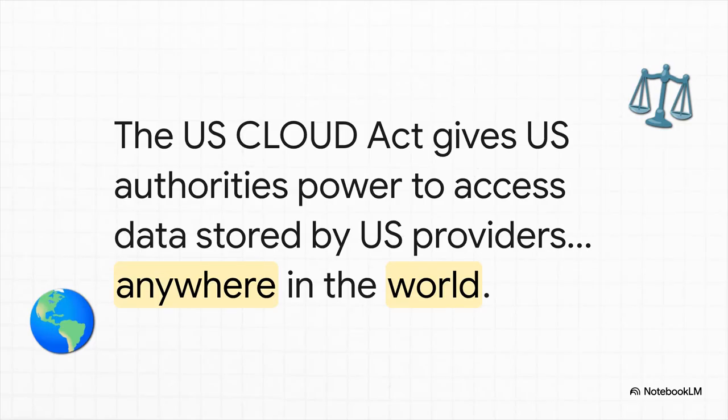And this brings us to the elephant in the room: the US Cloud Act. This piece of legislation gives U.S. authorities the power to demand data from American companies, and here's the kicker: no matter where in the world that data is physically sitting. It doesn't matter if the server is in Frankfurt or Singapore. That extraterritorial reach is the number one source of conflict for the rest of the world.